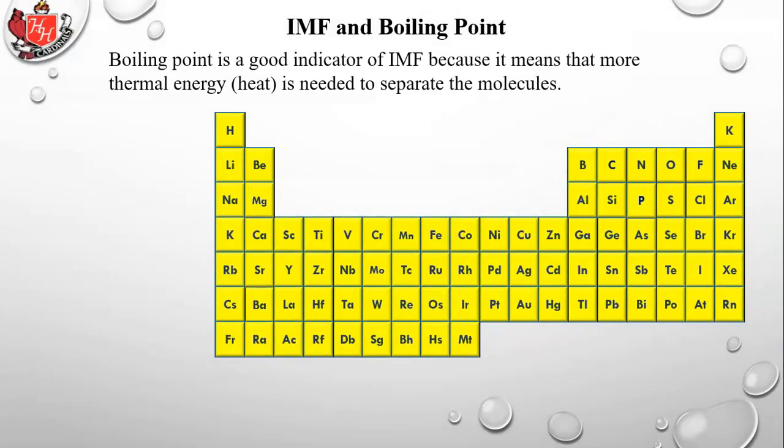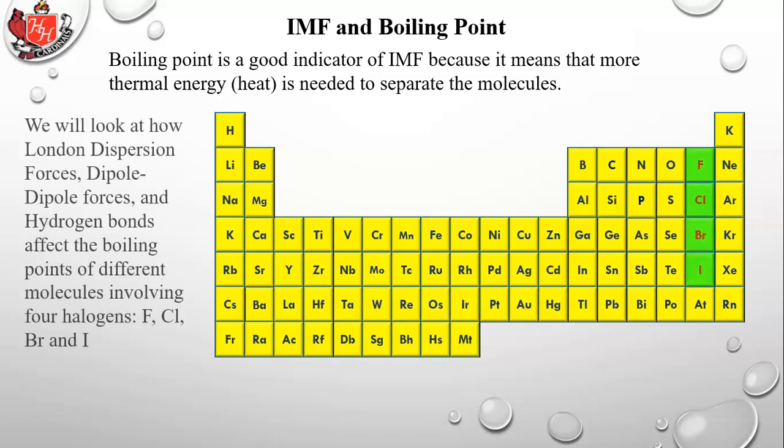So boiling point is a good indicator of the strength of intermolecular forces because it means that more thermal energy, heat, is needed to separate the molecules. So if two molecules have strong intermolecular forces between them, it'll take more energy to pull them apart, and that energy is in the form of heat, and that can be measured by the boiling point of the substance.